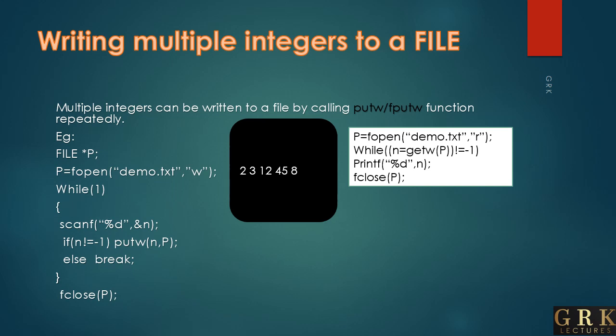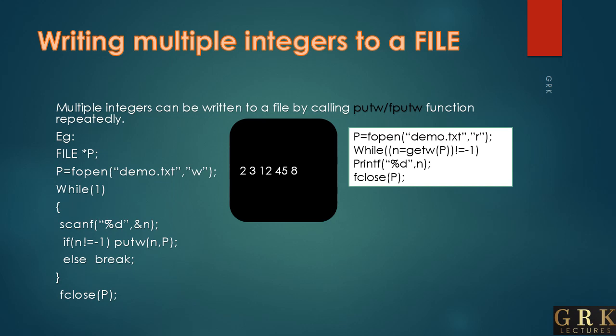Now coming to the reading. When we are trying to read some values from the file, that file should be opened in the read mode. That's why I'm using the fopen function with demo.txt, and I'm opening that in the read mode. So I'm using the letter r, and using a while loop, because here we are not reading only one value, we are reading multiple values from the file. That's why I'm using the getw function in the loop, with parameter p, the pointer. From that we are reading one integer, and that integer I am assigning to n.